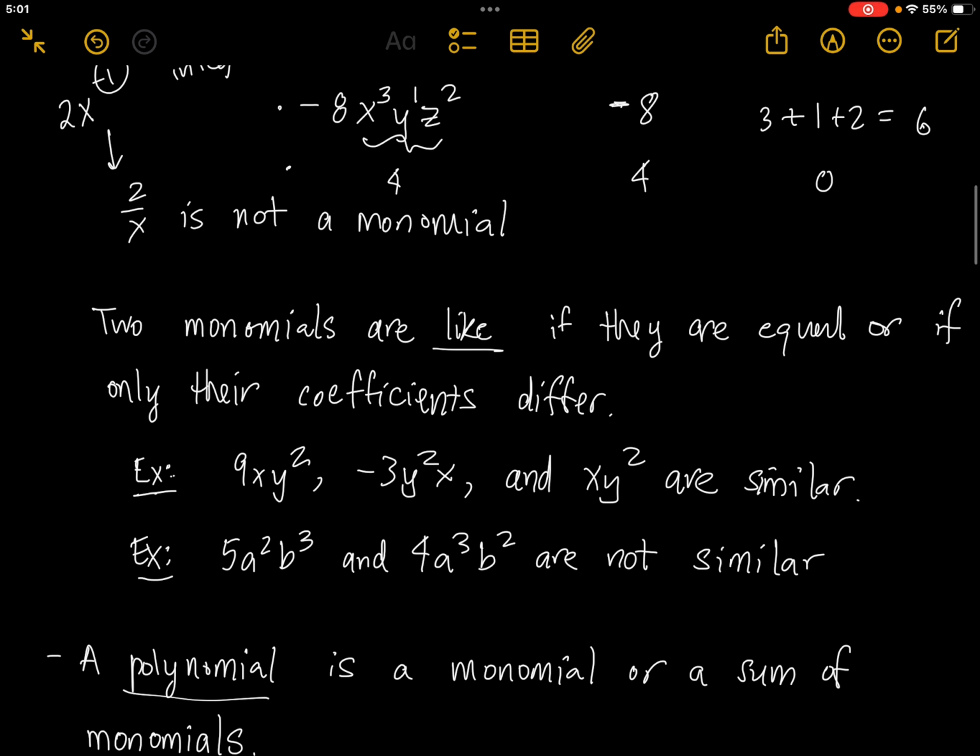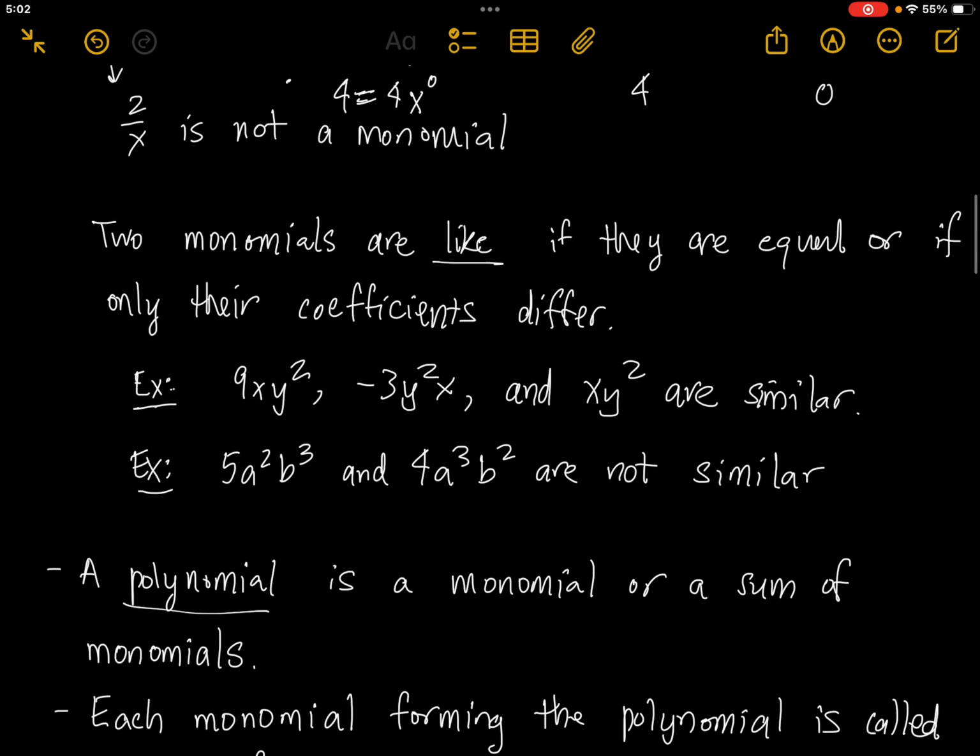One way to remember this might be to rewrite 4 as 4 times x to the 0 power. So then the degree is 0. That's another way of thinking about it. Another way to think about it is just when you have a constant, the degree is defined to be 0.